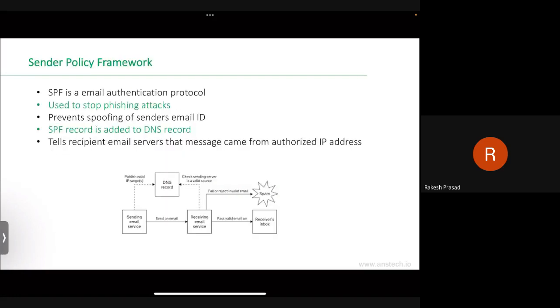So what is Sender Policy Framework? You're sending an email. The email is received at the email service. Once you're sending it, you publish your IP with the DNS. When you're receiving the mail, your receiving email server checks this against the DNS record. If the IP is there in the DNS record, it passes it as valid mail. If it is not there, it passes it as spam. So this is Sender Policy Framework. But this can be spoofed. You can send an email with a spoofed IP. So generally SPF plus DKIM forms part of spam control.